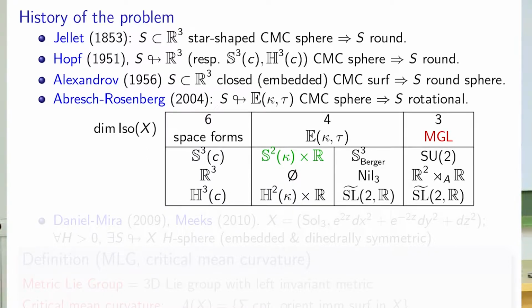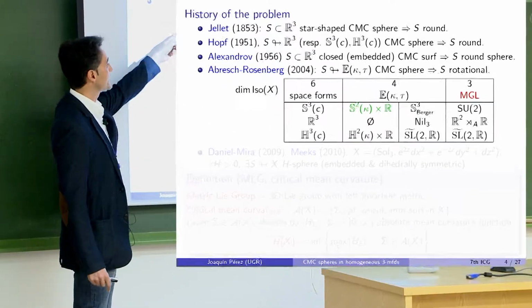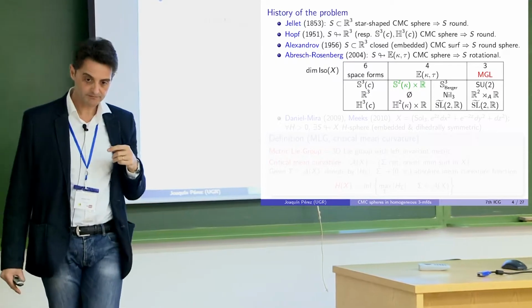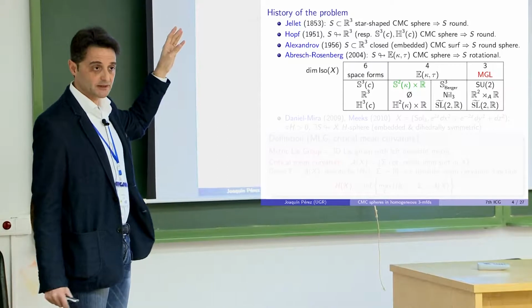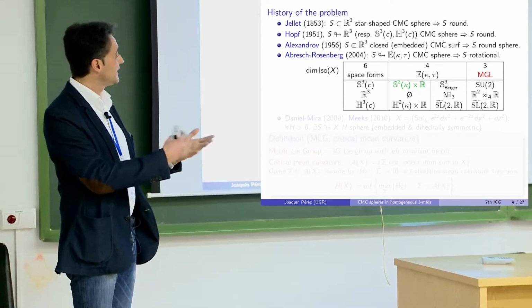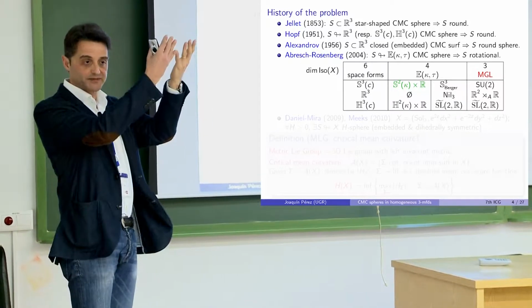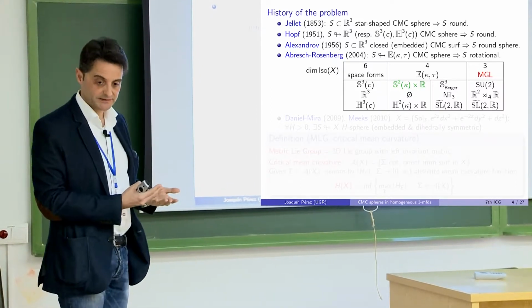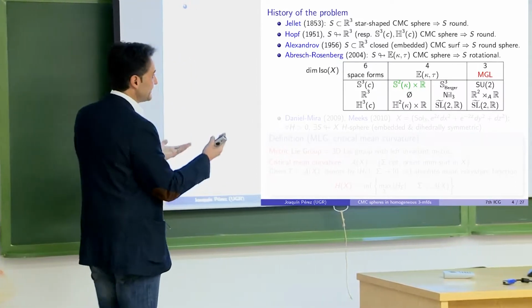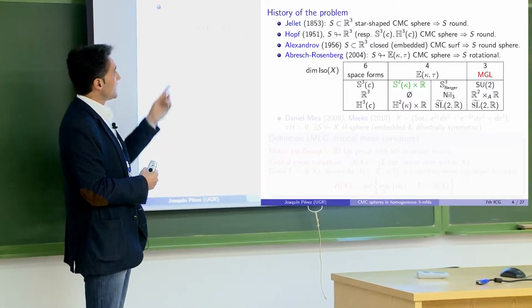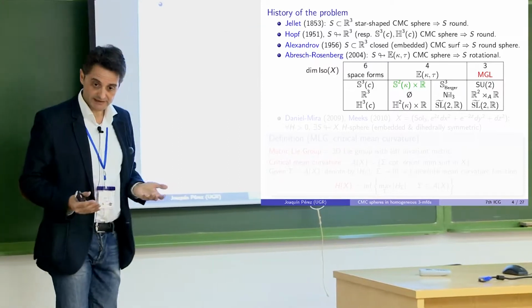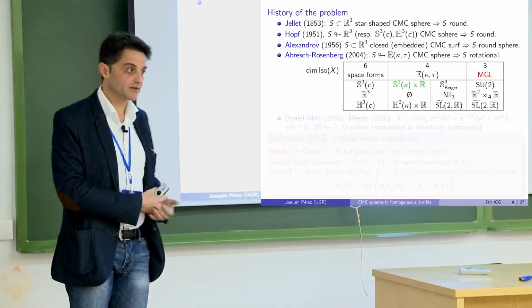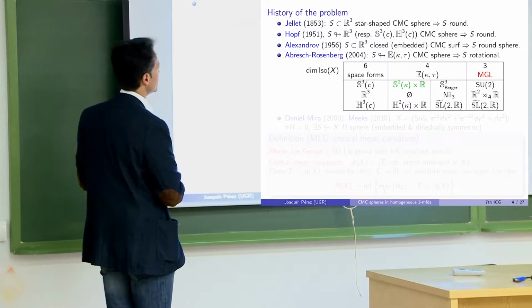Here you have in this table the classification of homogeneous three-manifolds. Those are classified in terms of the dimension of the isometry group. Here I'm considering only the case of simply connected homogeneous three-manifolds because I'm dealing with spheres, so spheres can be lifted to the universal cover, so I can be in this case directly. If the dimension of the isometry group is 6, then you will be in a space form. And then it is Hopf's theorem. This is the ambient where Hopf's theorem works.